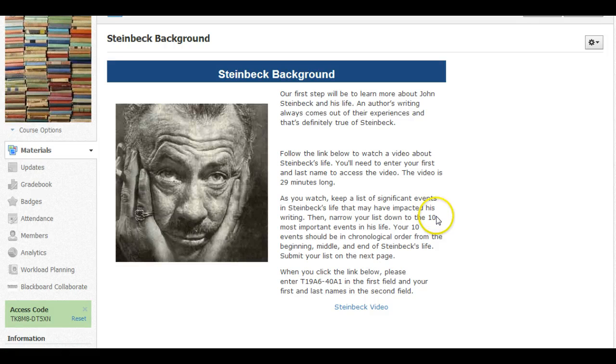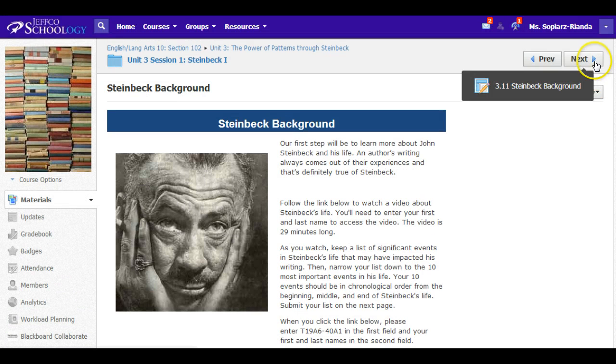And then you're going to narrow it down to 10 important events in his life. So your 10 events should be in chronological order from beginning, middle, and end of Steinbeck's life. So from the beginning to the end in chronological order, 10 events. And you'll do that by numbering your paper 1 through 10 in a Word doc, saving that Word doc, and then submitting it on the next page here.